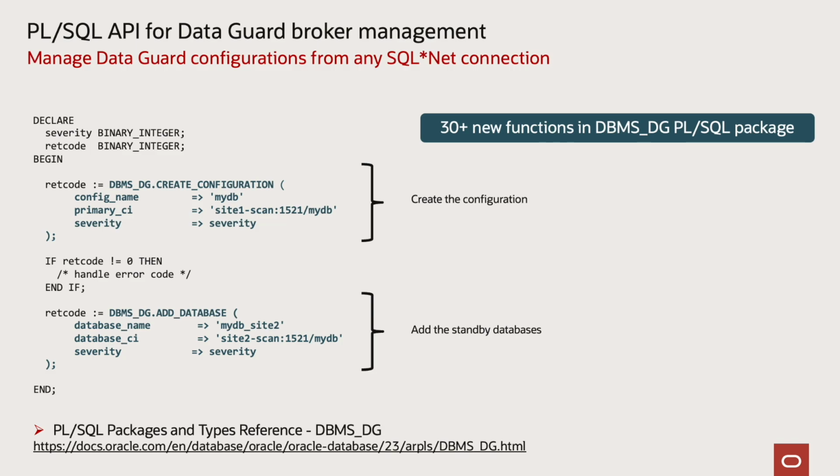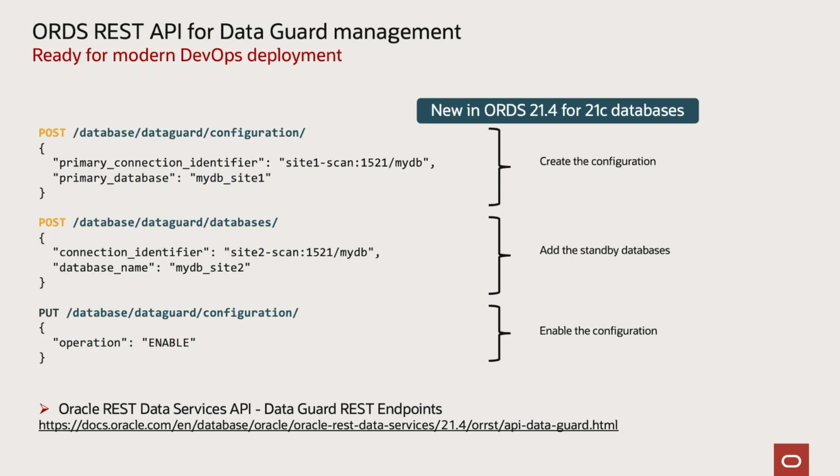Next feature is PL/SQL APIs. These can be used to create and manage broker configurations for homegrown deployment applications. Shown here are two examples of PL/SQL APIs to automatically add a primary database with dbms_dg.create_configuration and to add a standby database with dbms_dg.add_database. Oracle Database 23AI now provides REST endpoints for easier DevOps integration.